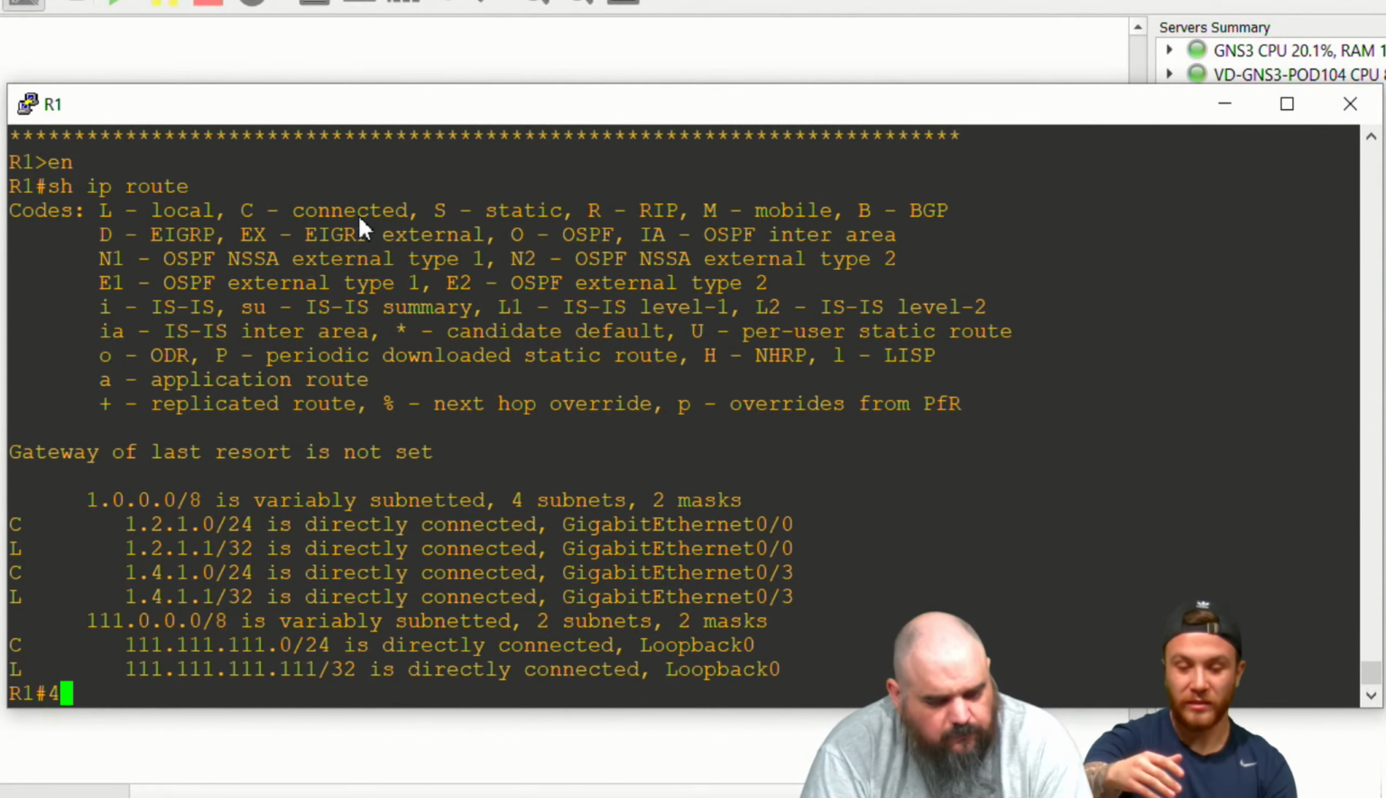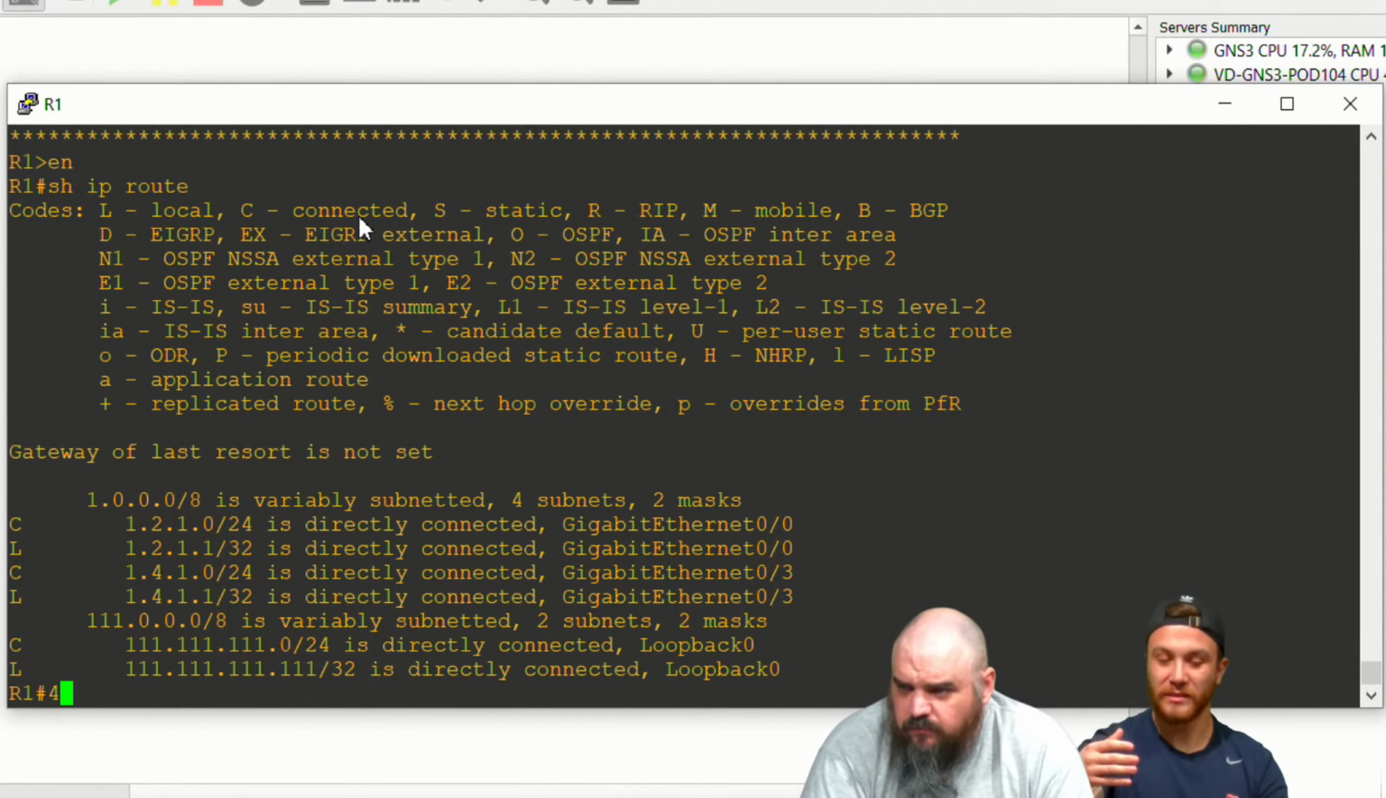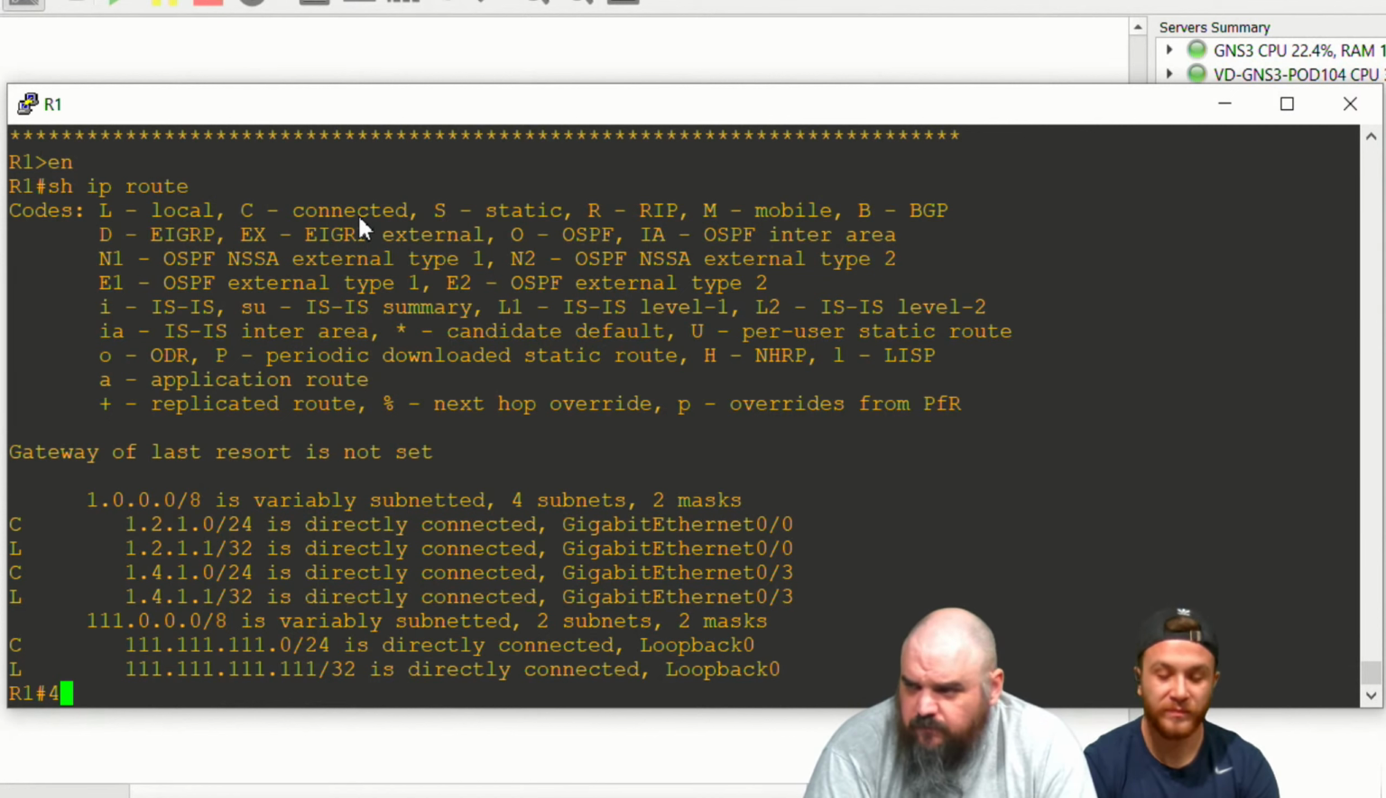You can see that they're connected, and then what we're calling local here are more specific, right? Because local is owned by the router, and so on. But yeah, let's go ahead and create a static route super quick.